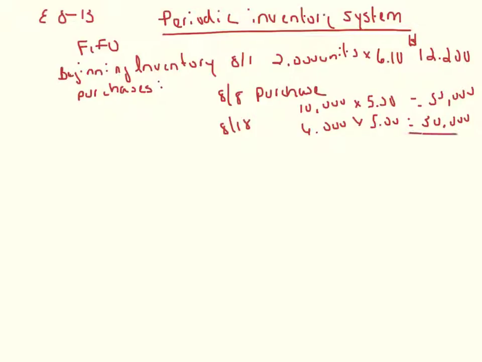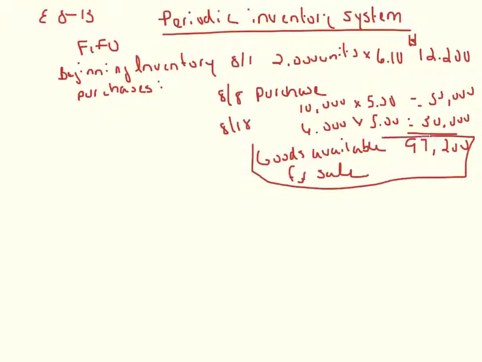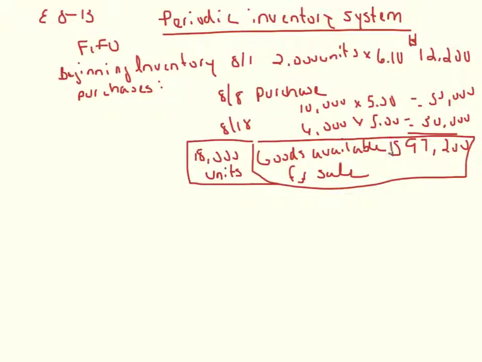When you add all of these up, 97,200, these are goods available for sale. So under each method, we're going to be concerned with what our goods available for sale are. And remember, that's 18,000 units, because that's taking the 2,000 plus the 10,000 plus the 6,000. So we've got 18,000 units that can be available for sale. So we've got units and our dollars.